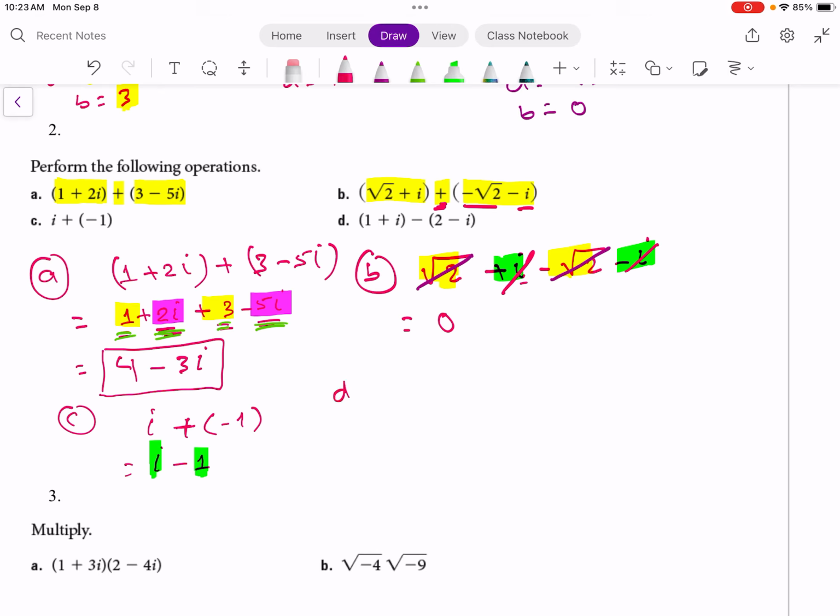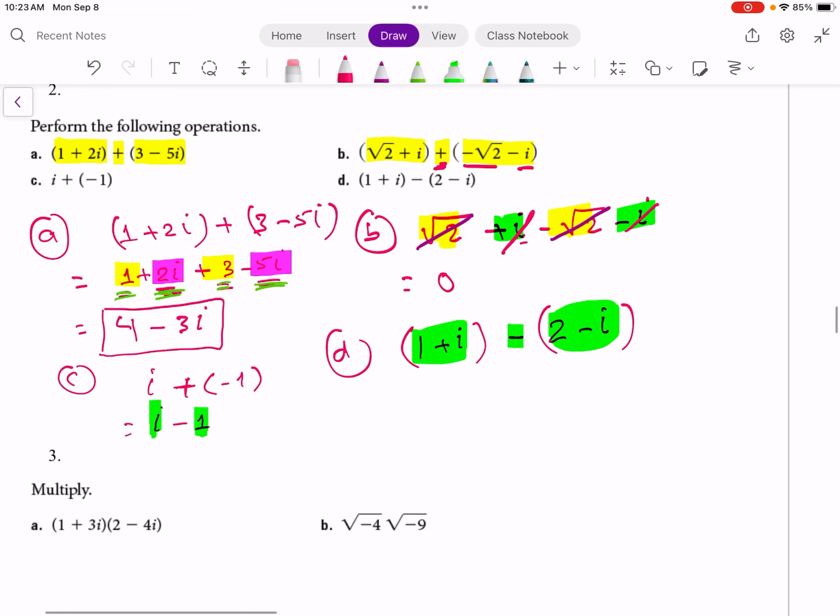Now in D, we have 1 plus i, a complex number, minus 2 minus i. Here we are trying to find the difference of two complex numbers. We have 1 plus i, one complex number, and 2 minus i, the second complex number, and we want to find the difference of these two. Let's rewrite without parentheses. This is 1 plus i. Now you have a negative, so make sure to distribute this negative. Negative times positive 2 is negative 2, and negative times negative i is positive i.